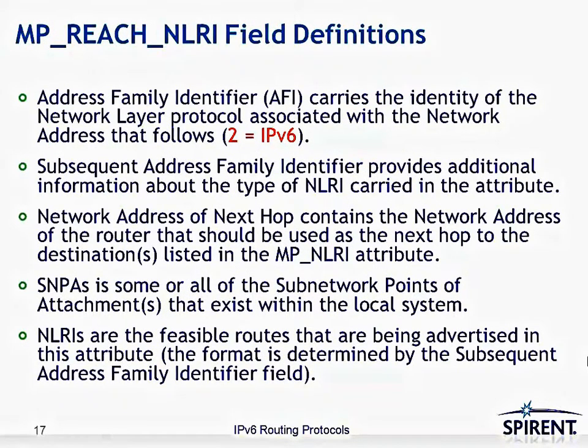This slide just talks about more detail in terms of the field definitions of a multi-protocol reachable NLRI. The address family identifier, of course, would be set to 2 for IPv6. The subsequent address family identifier could provide additional information about the type of NLRI carried. There could be a next hop to contain the address that should be used as the next hop to the destination, subnetwork points of attachment, and NLRIs are feasible routes that are being advertised in this attribute.